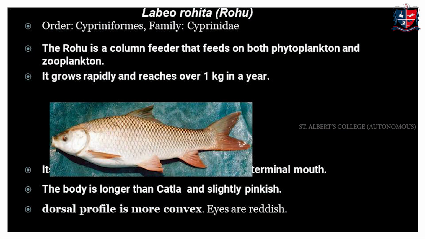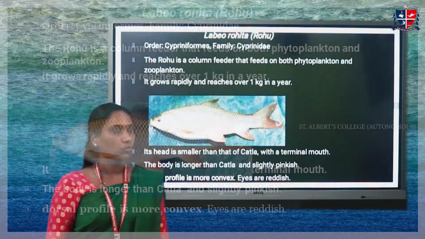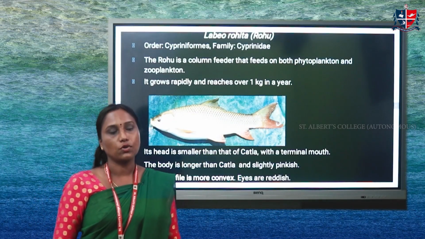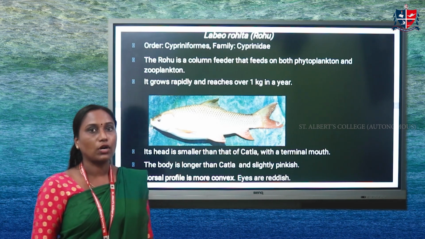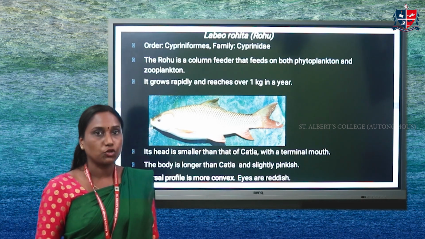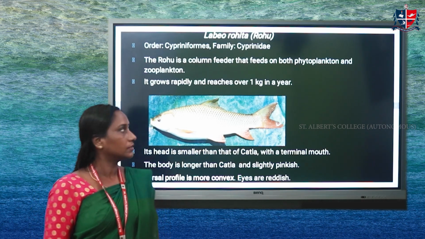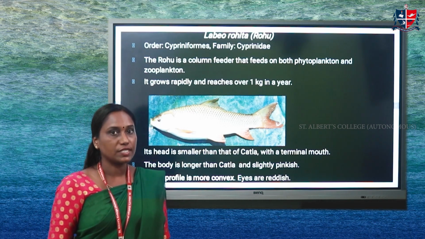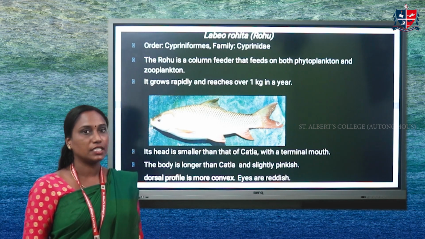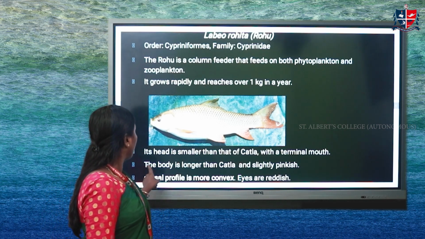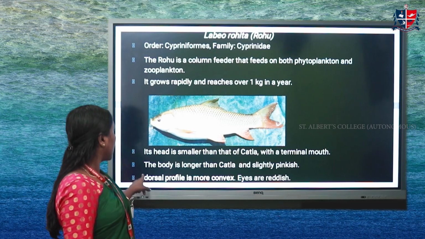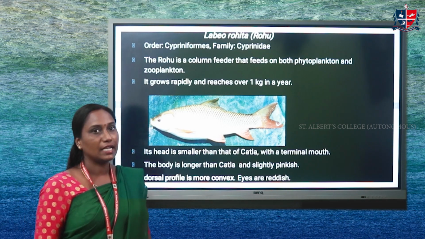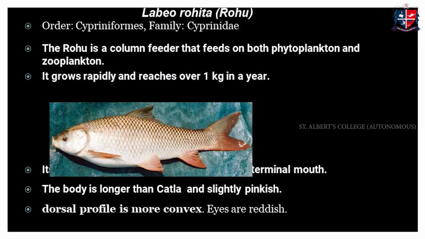Next one is Labeo rohita. Its common name is Rohu. Its order is also Cypriniformes and family Cyprinidae. Rohu is a column feeder which feeds on both phytoplankton as well as zooplankton. It grows rapidly and reaches 1 kg within 1 year. Its head is smaller than that of Katla, with a terminal mouth like this picture. The body is longer than Katla and slightly pinkish. Dorsal profile is more convex and eyes are reddish.